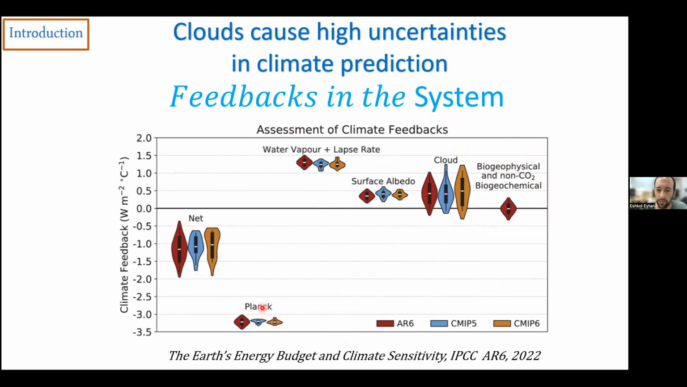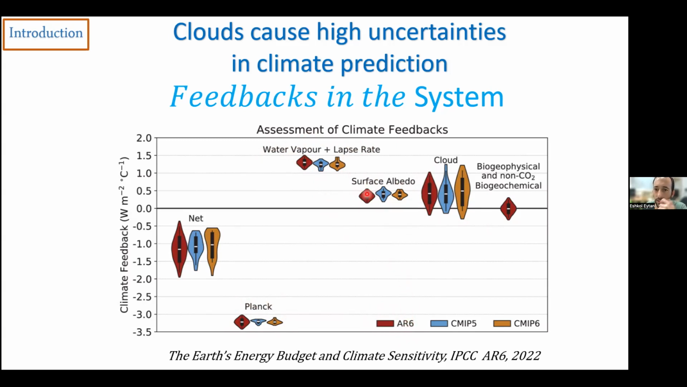So here we can see the most dominant feedbacks of the planet, or response of the planet to warming. For example, we can see the Planck feedback, the water vapor and lapse rate feedback, the surface albedo feedback, and then the cloud feedbacks. I want you to focus on the red bars, because these are taken from the latest IPCC report.